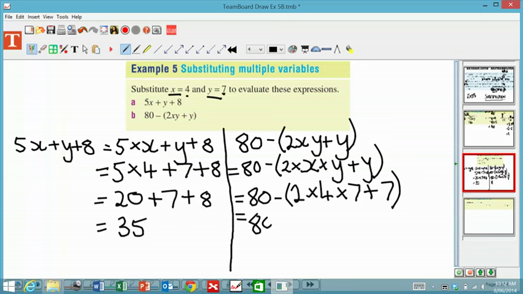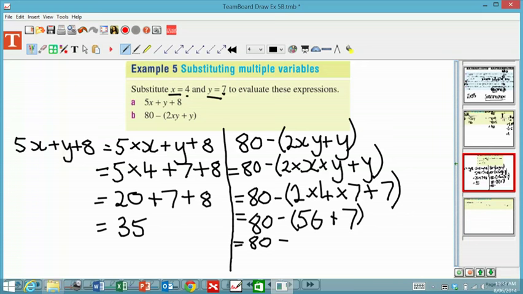I'll do multiplication, so I'm going to do these first. The 80 and the minus stay there. 2 times 4, which is 8, and 8 times 7. What's 8 times 7? Hopefully you get 56 for that one, plus 7. Just doing it a step at a time. So 2 times 4 gives me 8. 8 times 7 gives me the 56, that's how I got that, and this other 7 is just going to tack on there at the moment.